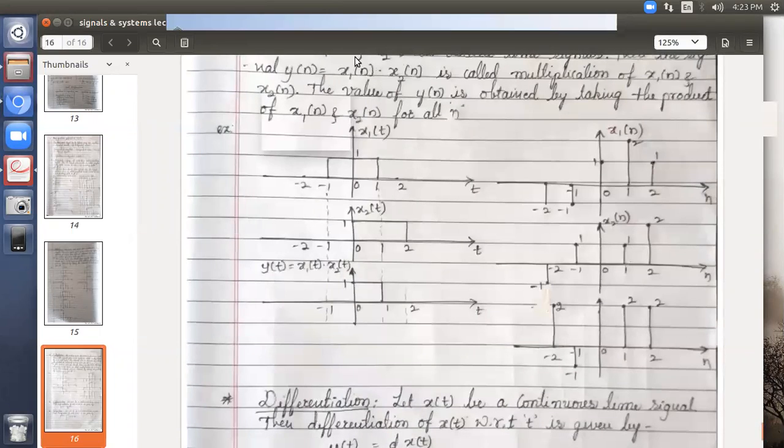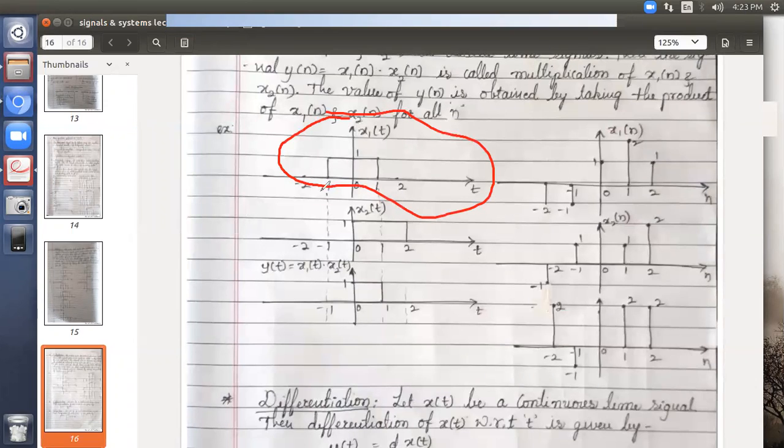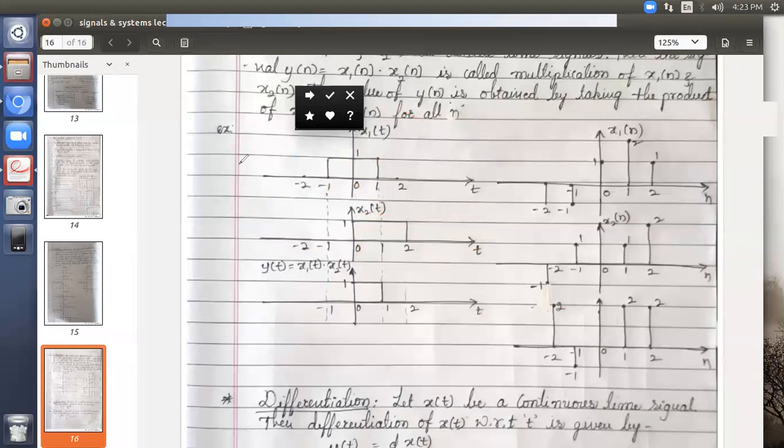Okay, take the first example. Again, x1 and x2, I have taken the same as the previous. Same signals. One range is between minus 1 and plus 1. The other range is between 0 and 2. Now, draw those two signals one below the other. Exactly, times should coincide. Okay. Now, with this, let's start.